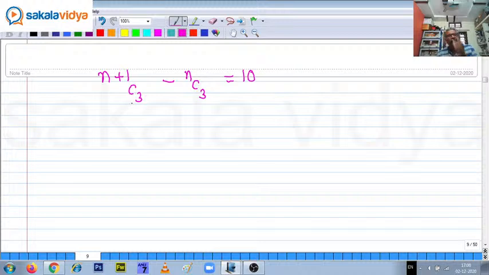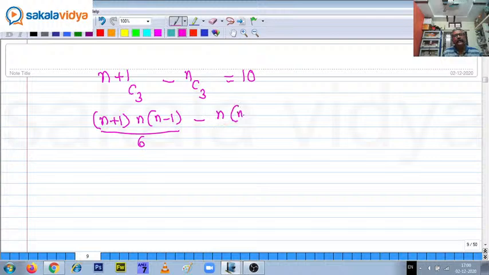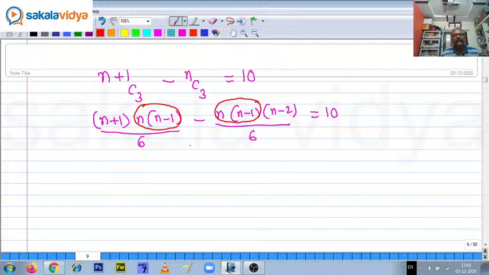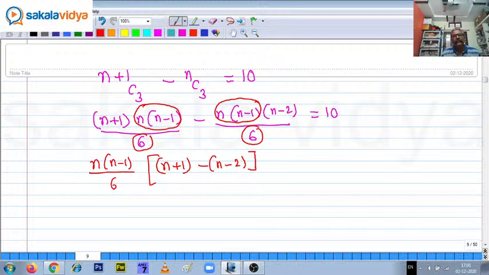So n plus 1 C3. What is n plus 1 C3? It is n plus 1 times n times n minus 1 upon 3 factorial, which is 6, minus nC3, which can be written as n times n minus 1 times n minus 2 upon 6, equal to 10. Now from this we can take n times n minus 1 upon 6 common, and we get n plus 1 minus n minus 2 equal to 10.